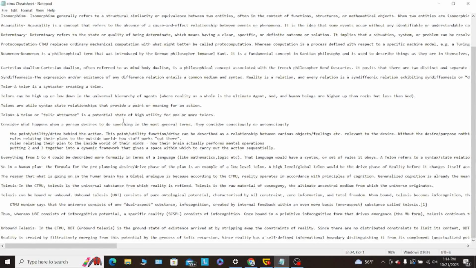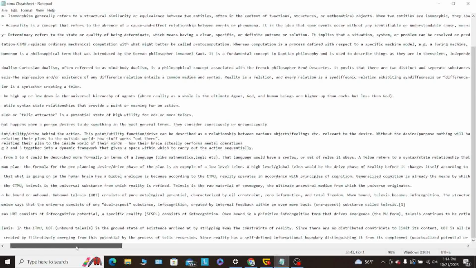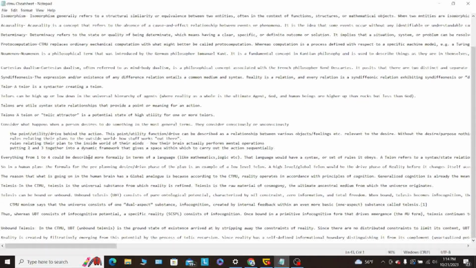Telesis. In the CTMU, telesis is the universal substance from which reality is refined. Telesis is the raw material of cosmogony, the ultimate ancestral medium from which the universe originates. So it seems like he's getting at a substantial principle, maybe a prime matter, maybe even an intelligible matter. Or probably not. It depends on what the CTMU has in common with Platonism precisely, which I'm not actually sure of.